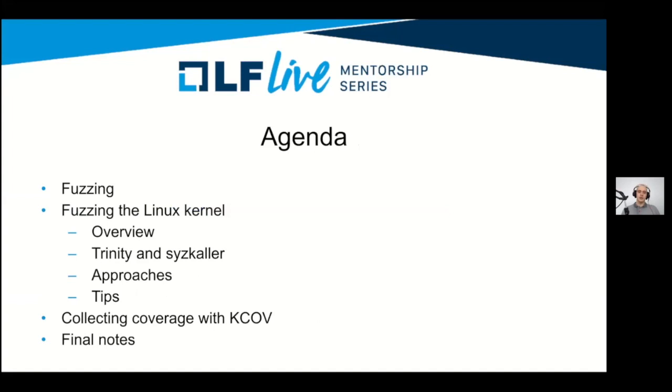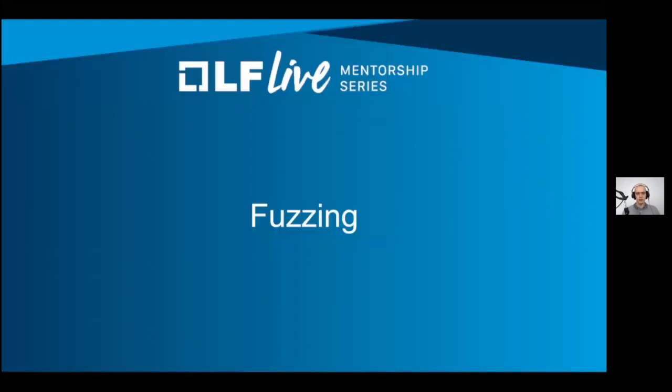After that, I'm going to describe two of the biggest, most famous fuzzers of the last few years, Trinity and syzkaller. Then I'm going to describe particular approaches that you can use for fuzzing. And at the end, if we have time, I'm going to go deeper into coverage collection for the Linux kernel with KCOV. All right, let's get started with the first part.